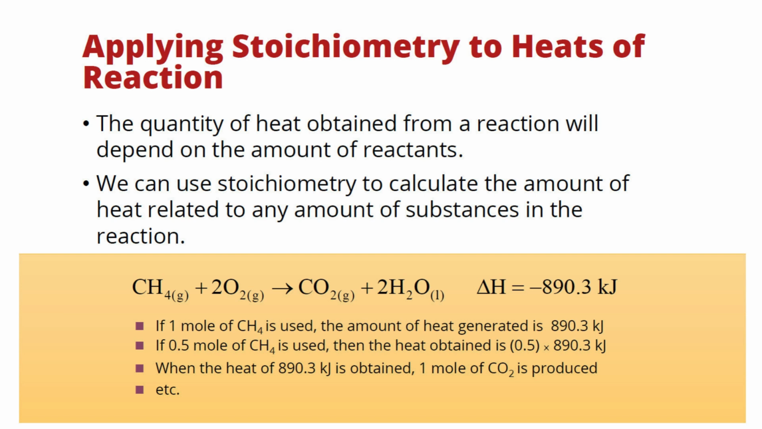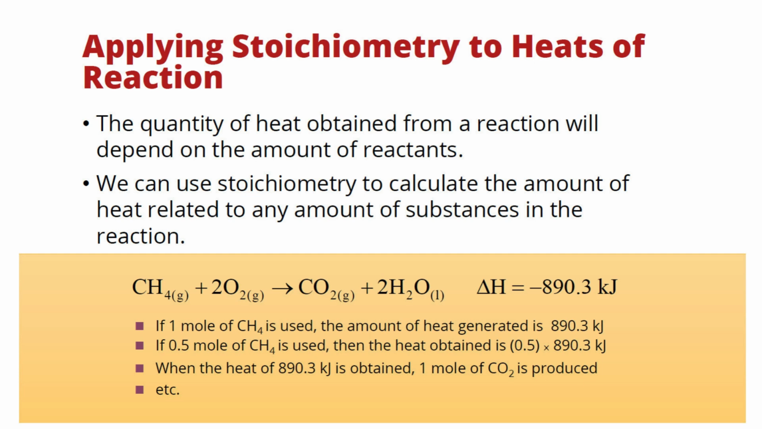The source uses methane combustion as a classic example. CH4 gas plus 2O2 gas gives CO2 gas and 2H2O liquid, and the ΔH is −890.3 kilojoules. Perfect. The negative sign confirms it's exothermic. And that value, negative 890.3 kJ, is the heat released when exactly 1 mole of methane reacts with 2 moles of oxygen to form 1 mole of CO2 and 2 moles of liquid water. The ΔH value is locked to that specific stoichiometry.